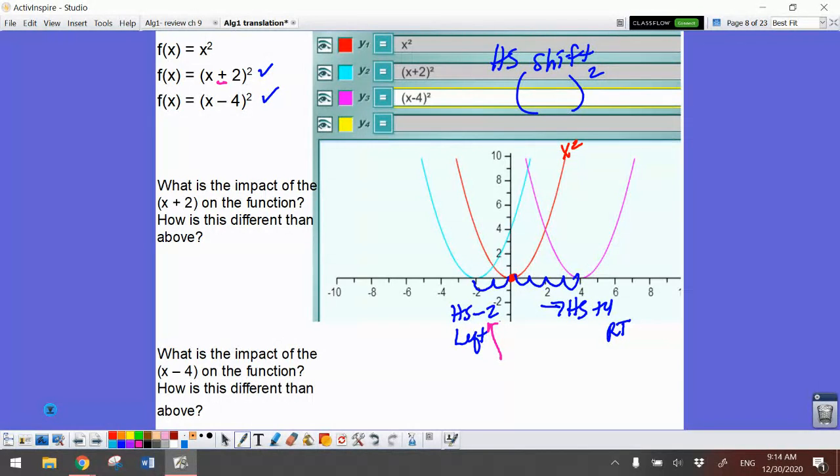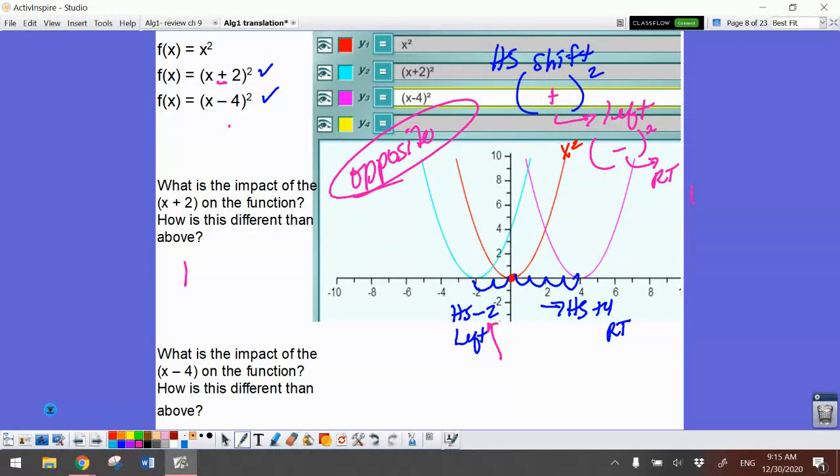It went negative. So if this is positive, it's going to shift left. If it is negative, it's going to shift right. Okay, so if this is positive, that's a left shift. If I have the parentheses with a negative, that's a right shift. Okay, and this is opposite. It is always opposite. So you're looking for parentheses and you're looking for the opposite.